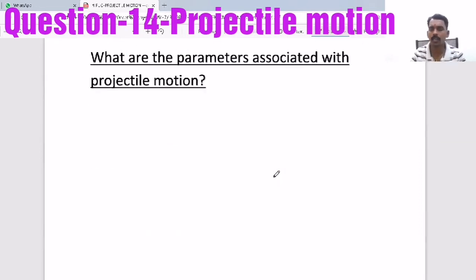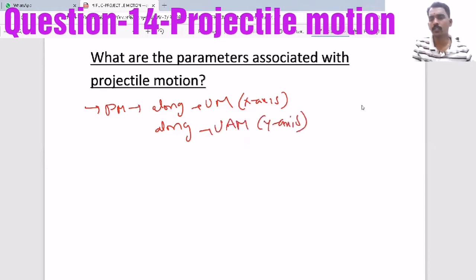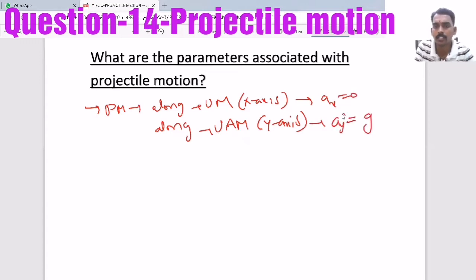First, what are the parameters associated with projectile motion? When you consider projectile motion, along the x-axis there is uniform motion and along the y-axis uniformly accelerated motion. As it is motion in two dimensions, you have to divide the motion into two dimensions separately. Along the x-axis acceleration is 0, along the y-axis acceleration is g in magnitude, so that along the x-axis the velocity always remains constant.